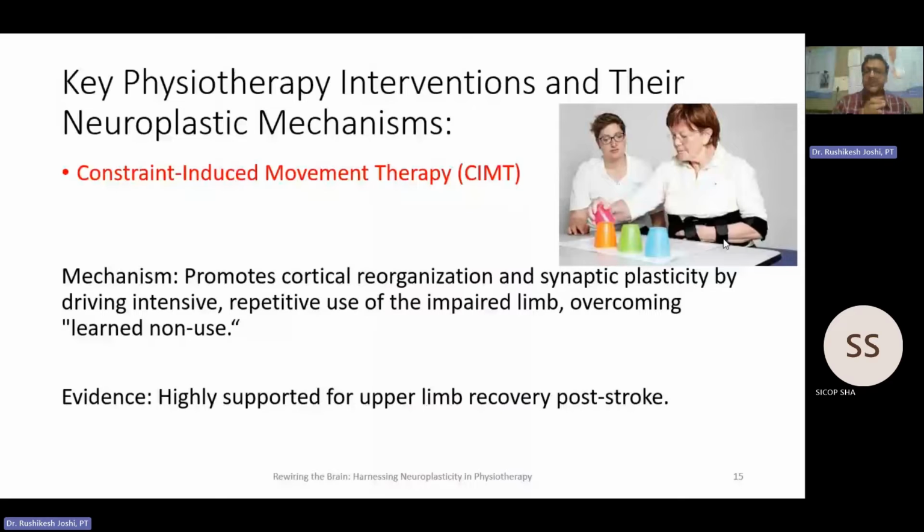Otherwise, if you don't keep any constraint, no restriction, the patient will definitely use the normal part, and the weaker part will become weaker. So this CIMT is opposing that, and it is encouraging the patient to use the weaker part and make it more and more stronger, and ultimately making the neuronal networks in the brain stronger. All right, so I think the concept of CIMT is clear.